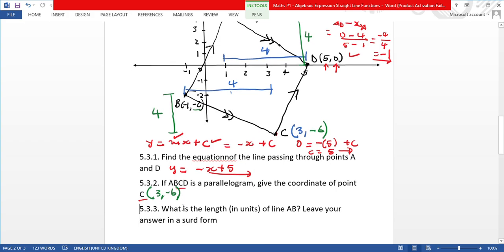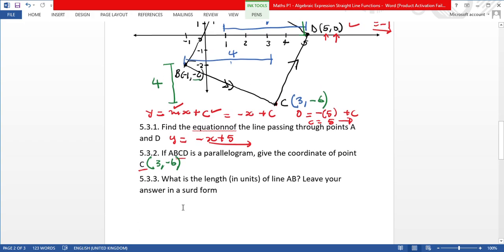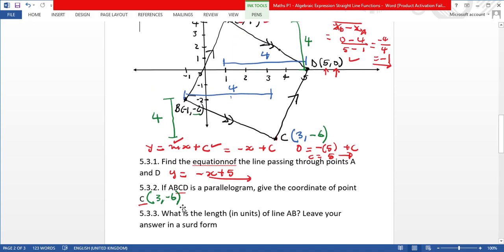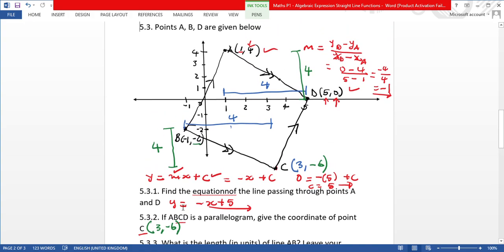I hope you understood it. Now let's go to 5.3.3. It says, what is the length in units of line AB? Okay, now we need to calculate the length of line AB. So which color are we going to use for that? Let's use a red to calculate the length of AB.